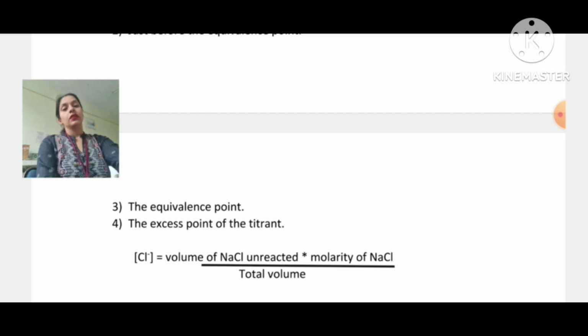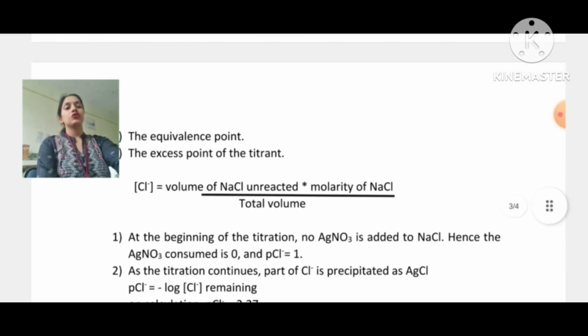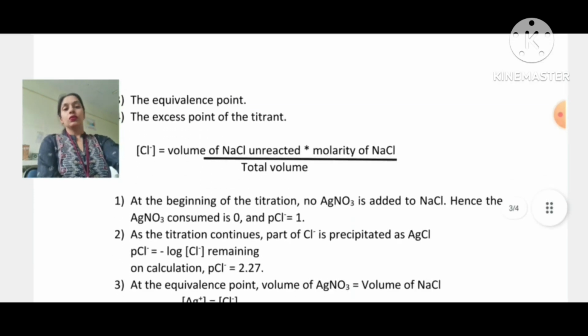So ions will be calculated, precipitates will be calculated: volume of sodium chloride unreacted multiplied by molarity of sodium chloride, divided by the total volume. So at the beginning of the titration, no silver nitrate is added to NaCl. In the starting, when NaCl is unreacted, because no silver nitrate is added to that, the AgNO3 consumed is 0 and pCl will be 1. AgNO3 consumed will be 0.